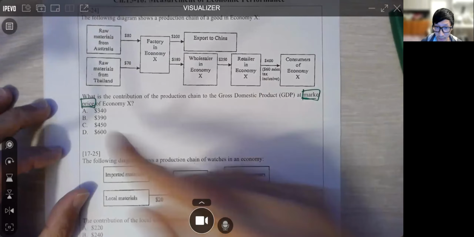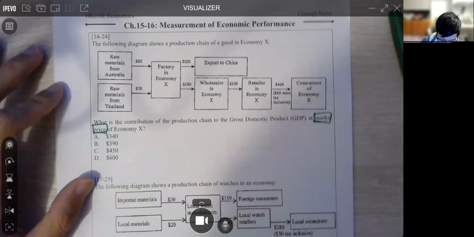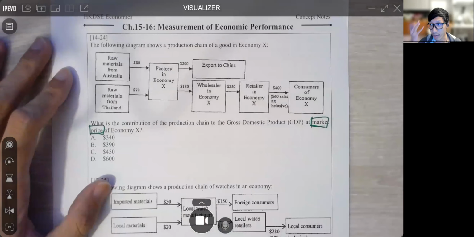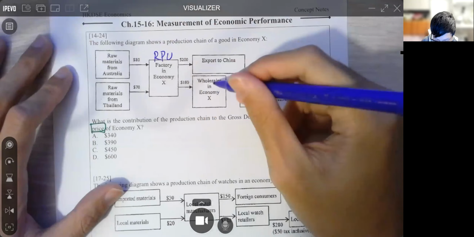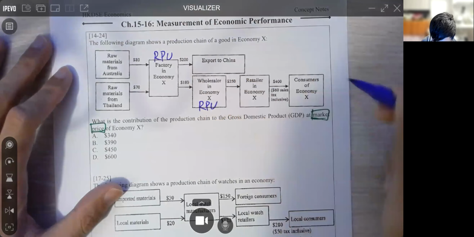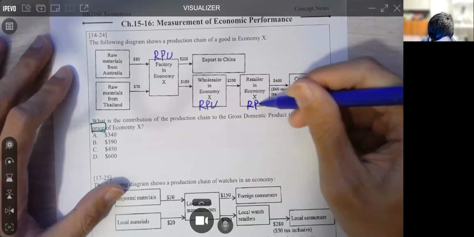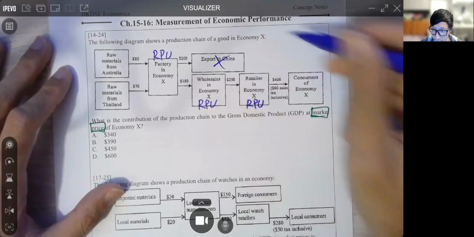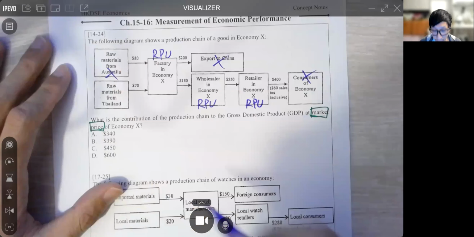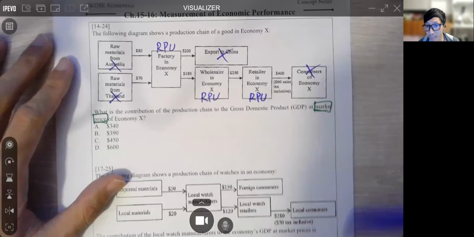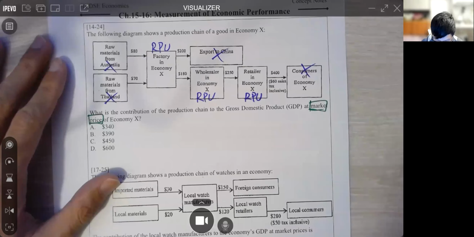OK，好嘛，係成個 economy X 啦。OK，好，望啦。OK，step number 1, finding RPU. RPU. Here, wholesaler, RPU. Retailer, RPU. Export to China, none of our business. Consumer, none of our business. Australia, none of our business. Thailand, also none of our business. So all we need to do is to calculate.